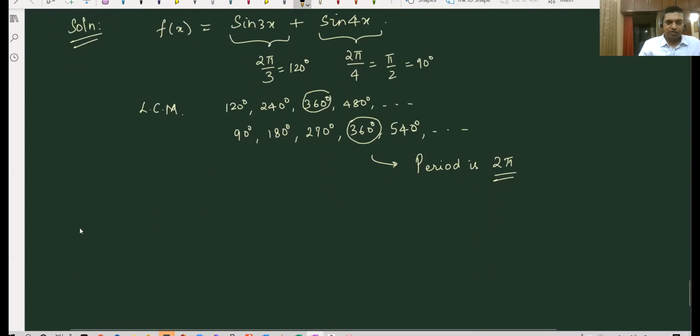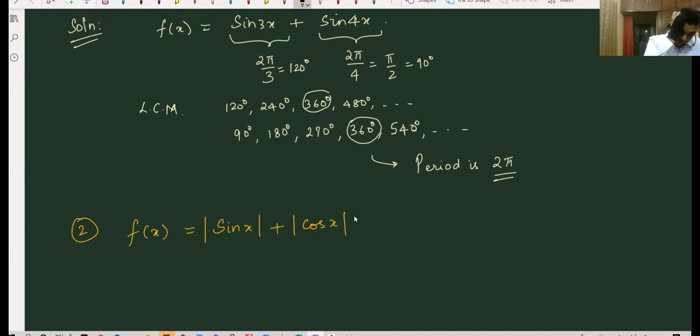What about this one? f of x is equal to mod sin x plus mod cos x. Find the period. Pi by 2. So you know it. How? Sir, because period means f of x plus T, right? So if you substitute x plus 90, we'll get cos x. And if you substitute cos x plus 90, we'll get sin x.